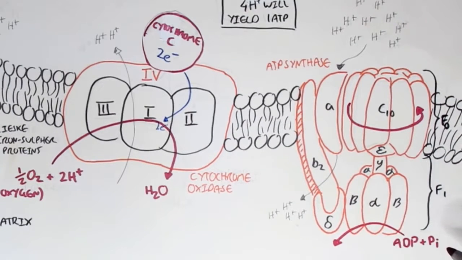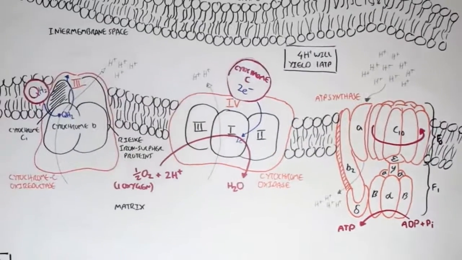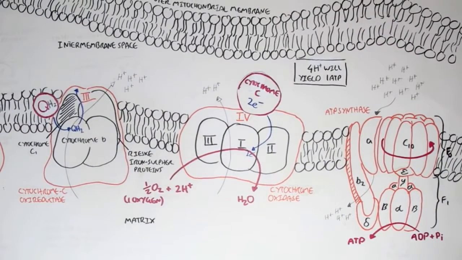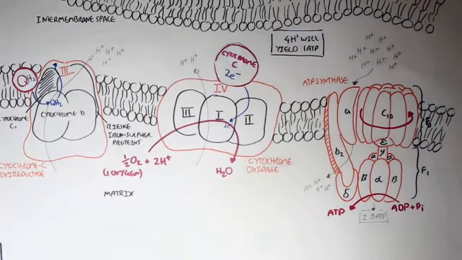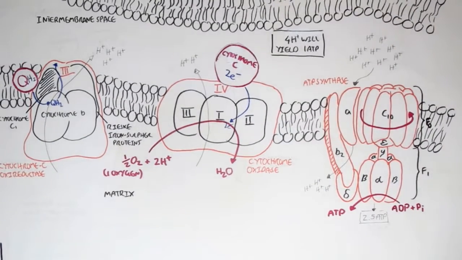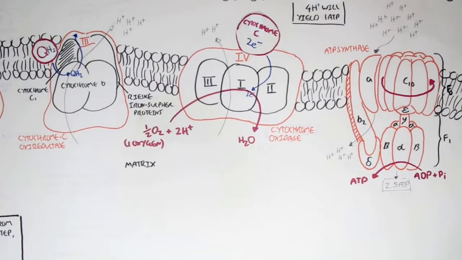Therefore, because we have 10 hydrogen ions in the intermembrane space from 1 NADH, when these 10 hydrogen ions pass through the ATP synthase, it will produce a total of 2.5 ATP. Just think about it. So 1 NADH will finally make 2.5 ATP from 10 hydrogen ions.